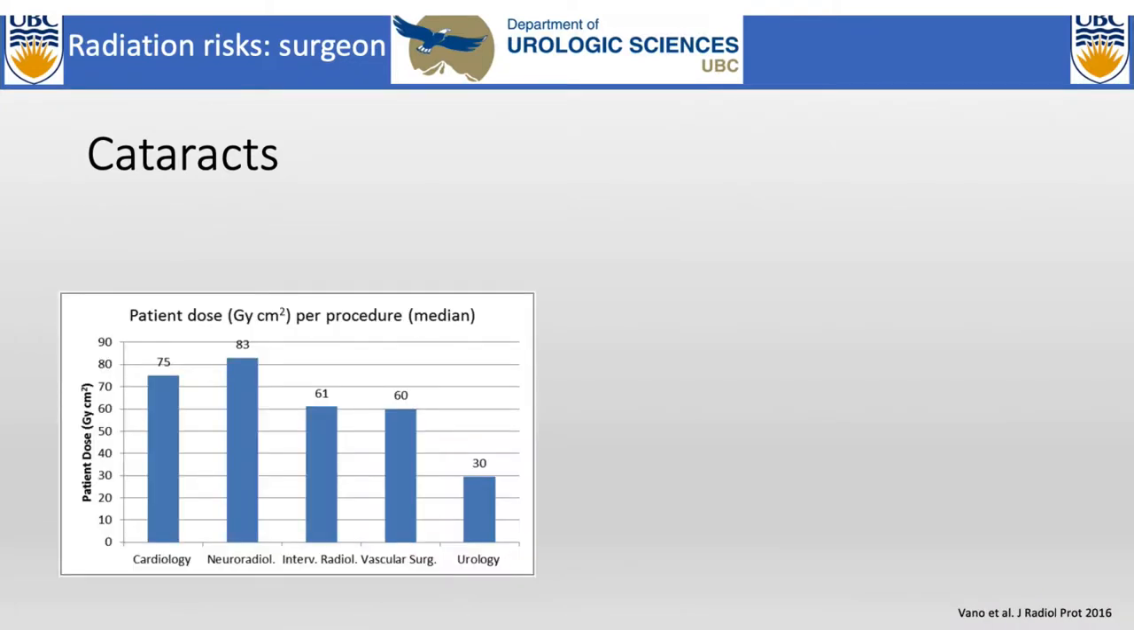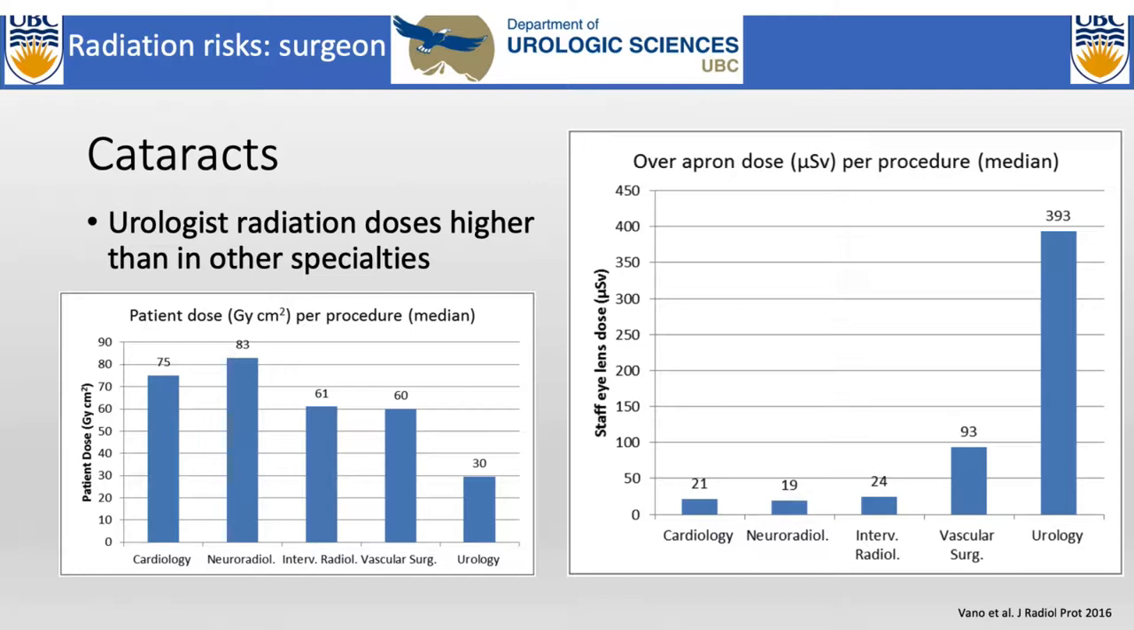Another study looking at general doses between different types of interventional procedures. Our patients overall don't get a very high dose of radiation when you compare them to people going in for IR procedures, neuroradiology procedures, or interventional cardiology procedures. But what was more concerning was that, and this was looking at 34 PCNLs compared to other procedures done in other fields, the dose to the lens of the operator was actually much higher for us as urologists as opposed to these other specialties.